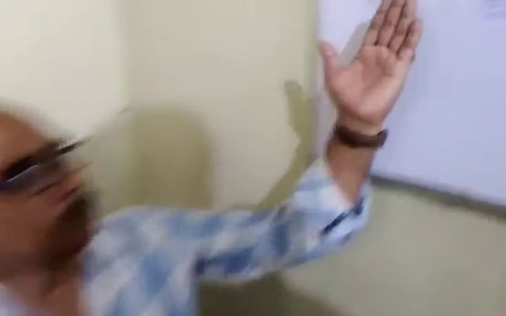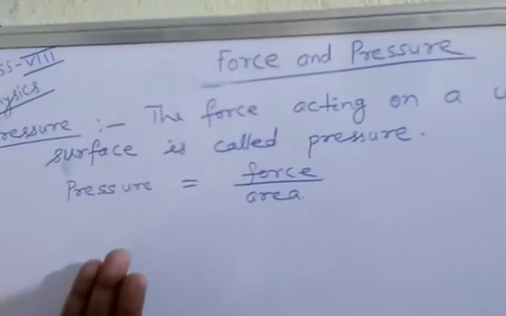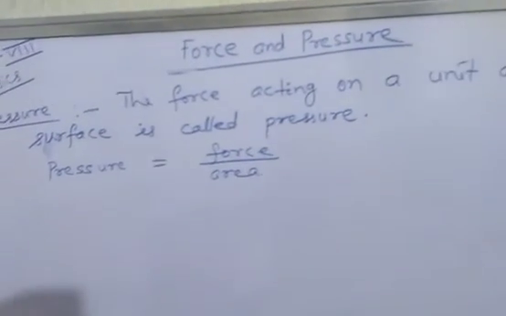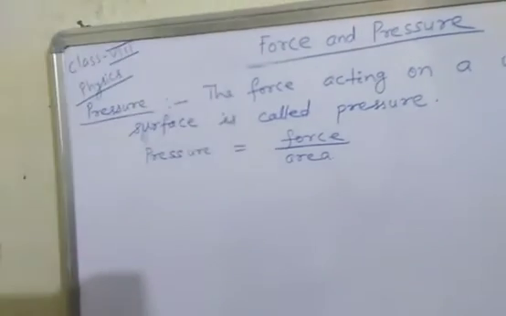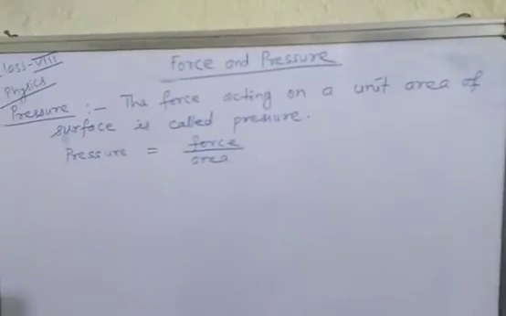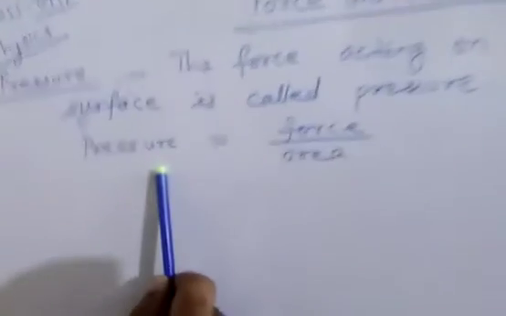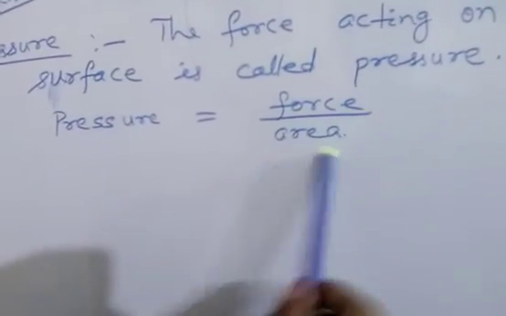Pressure is the force which acts on unit area of a surface. Unit area means 1 centimeter square, 1 meter square, like this. So, how to define pressure? The force acting on a unit area of surface is called pressure. So the formula you will get: pressure is equal to force by area.